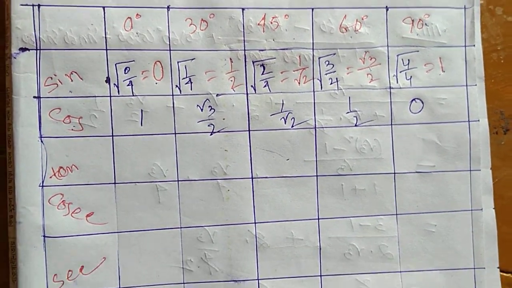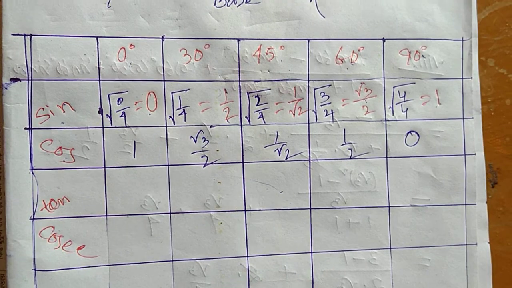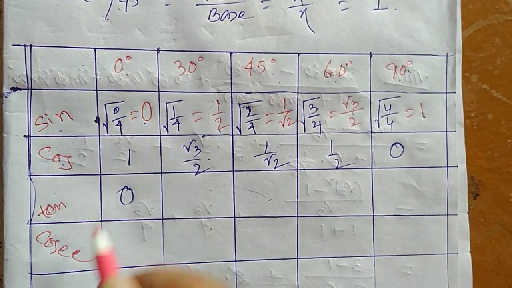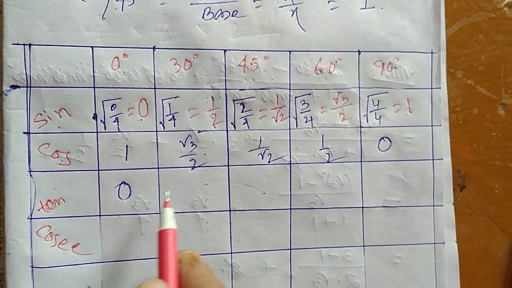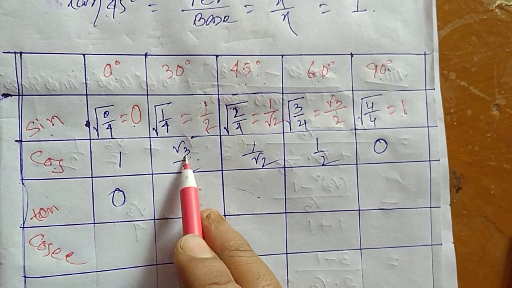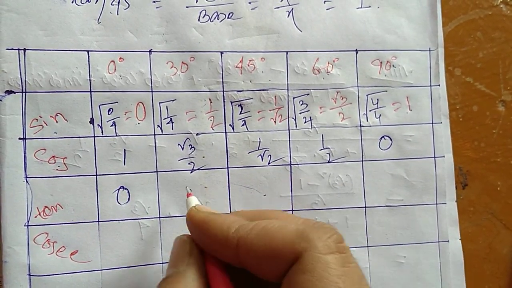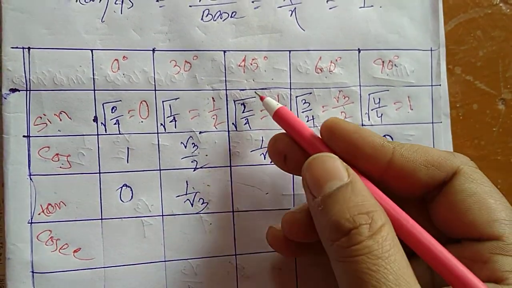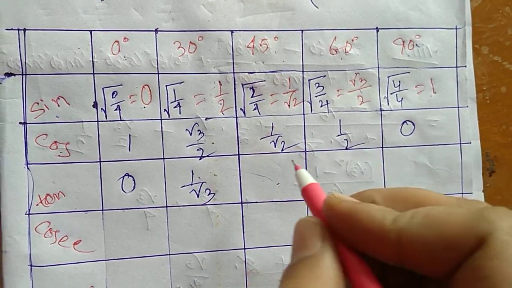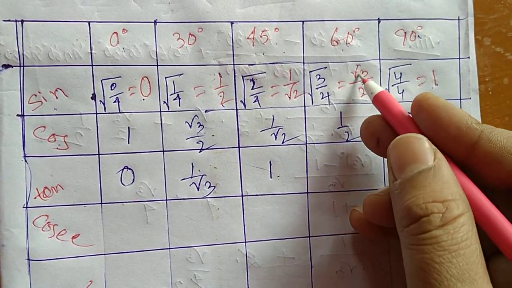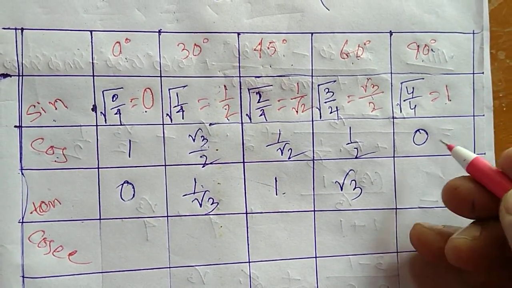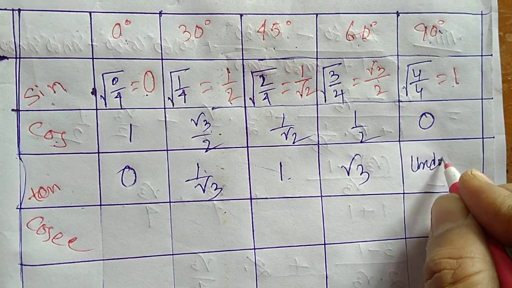Okay. Similarly, we know that tan is sine by cos, so tan 0 is 0 by 1, which equals 0. And tan 30 is sine 30 by cos 30, half by root 3 by 2, this equals 1 by root 3. Similarly, tan 45 will be 1 by root 2 divided by 1 by root 2, that is 1. And tan 60 is root 3 by 2 by half, this is root 3. And tan 90 is something by 0, that is undefined.